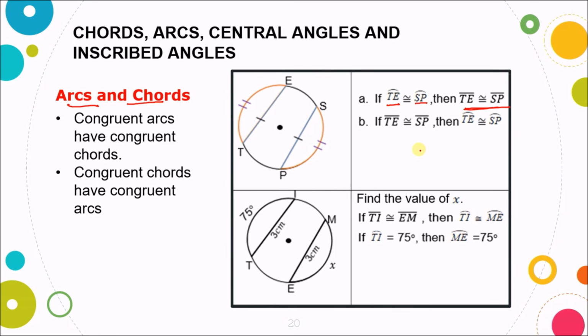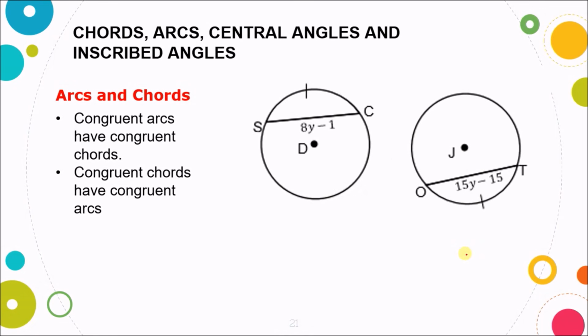So mamaya, through example, kagaya ng sinabi ko, mapi-figure out mo na since 3 cm, 3 cm ito, meaning yung intercepted arc na pagmamay-ari nila ay magkapareho din. If the degree measure of this 3 cm has 75 degrees, meaning ito ay 75 degrees din. As simple as that.